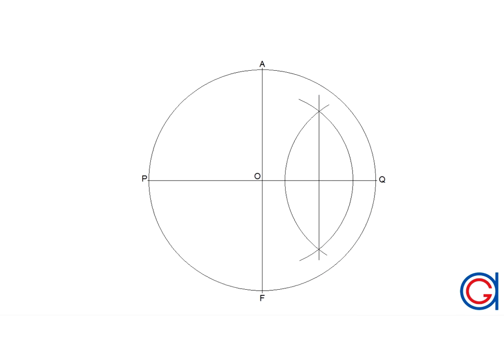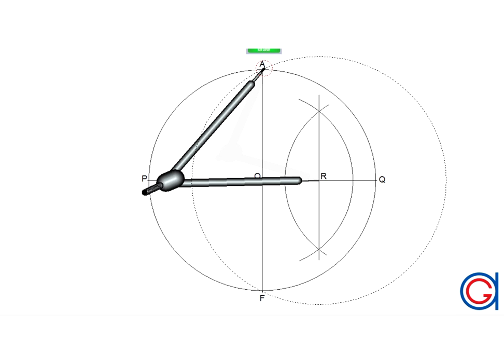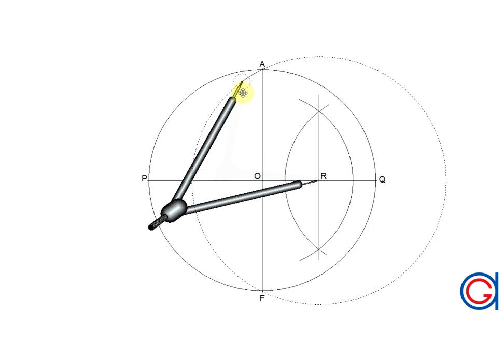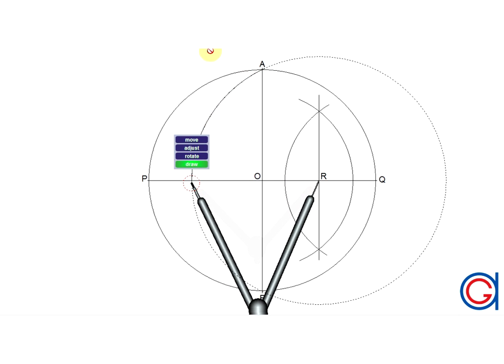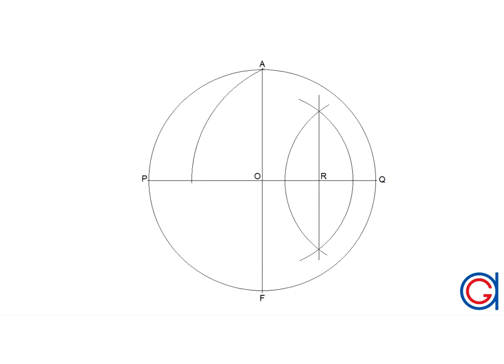R of the radius. So now, with our compass centered on R and radius RA, we scribe an arc to the left until it cuts our horizontal diameter PQ. We will call this point S.